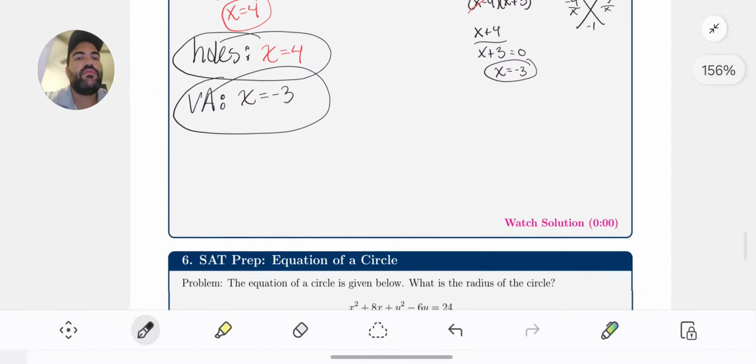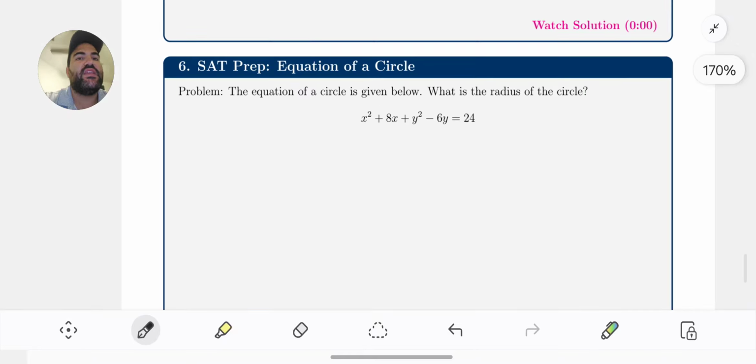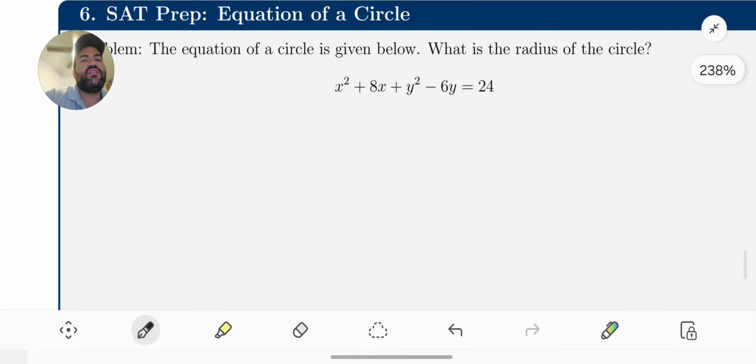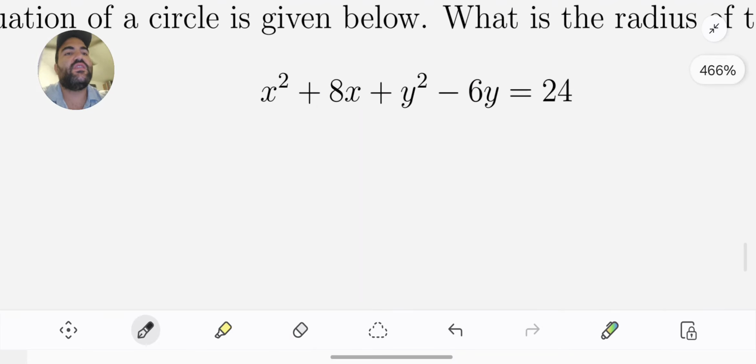All right. Now for the last one, SAT. Ooh, this is a good one. The equation of a circle is given below. What is the radius? Ooh, this question's always a toughie for some people until you practice. So this is completing the square on steroids.